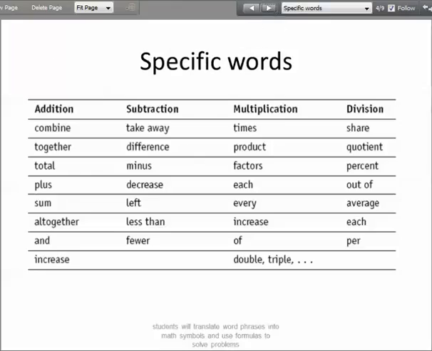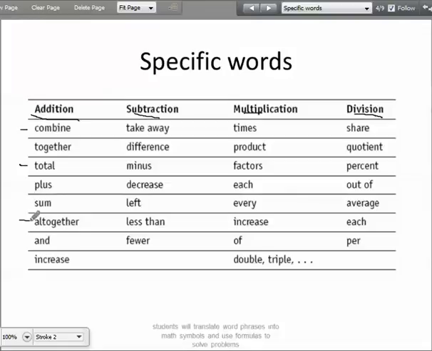So when we do this, one of the things we wind up with a lot of times is that to do addition, subtraction, multiplication, division, there are certain words that mean to do these different operations. So when you see combine, total, altogether, increase, those all mean addition, and you're going to be adding two things together. When you see take away, minus, decrease, less than, those all typically mean subtraction. You're going to be subtracting something.